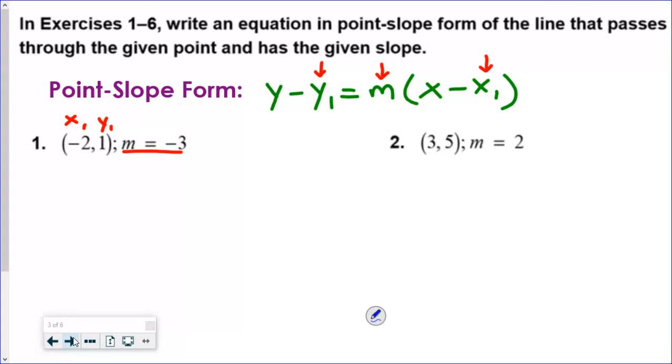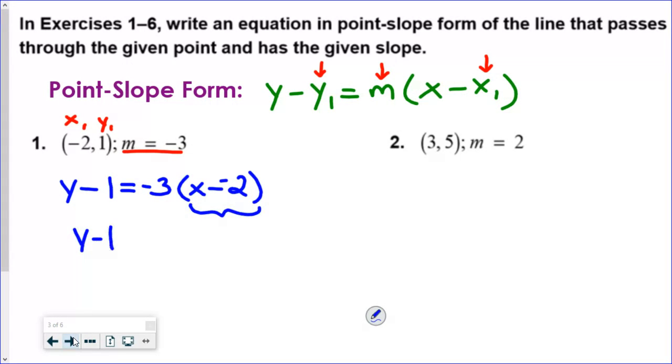Okay, so you go y minus, look at my ordered pair. My y sub 1 is the number 1, equals, what's my slope? x minus, what's my x sub 1 in my ordered pair? And then the only thing sometimes I'll ask you to do is if you see minus and negative next to each other, like at the end here, we want to write that as a plus. Okay? And that's it.